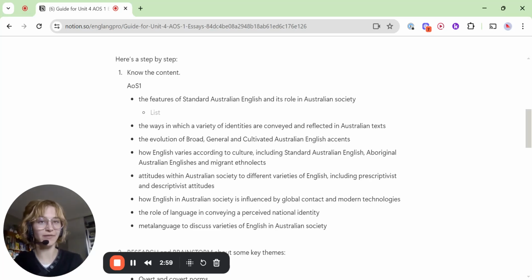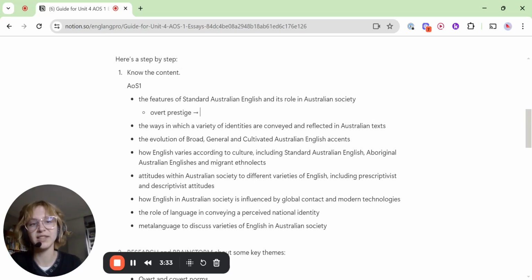What are you more interested in finding out about? So the features of standard Australian English and its role in Australian society. The first thing I'm thinking of is overt prestige. Overt and covert prestige are super, super relevant, high yield topics to know in the entirety of Unit 4. So please spend some time understanding the differences between overt, obvious, and covert norms, in-groups, out-groups, prestige, all of that jazz. Standard Australian English generally has a lot of overt prestige.